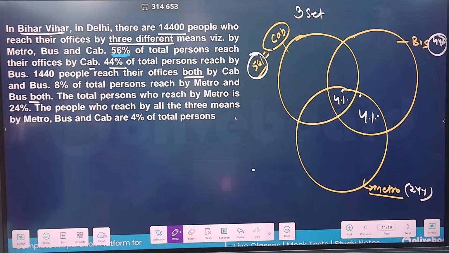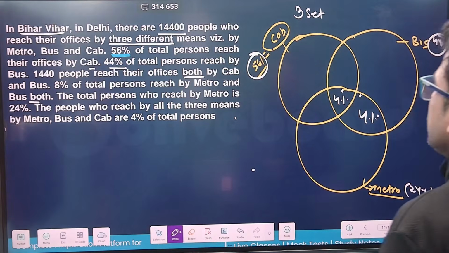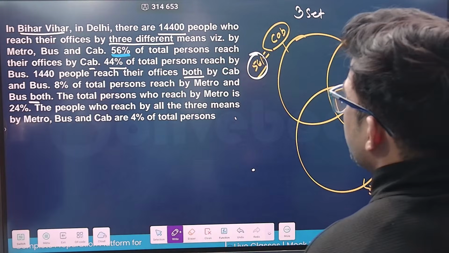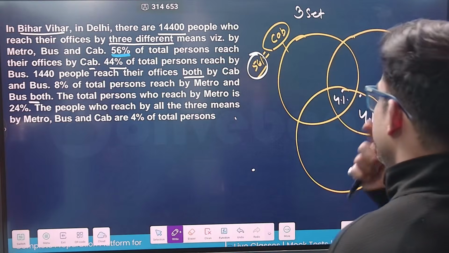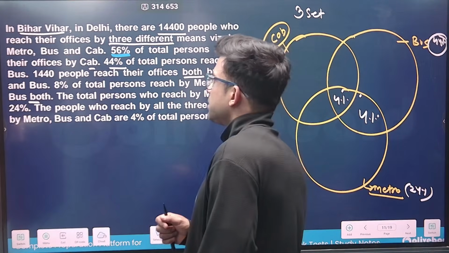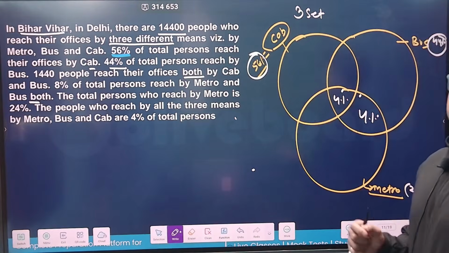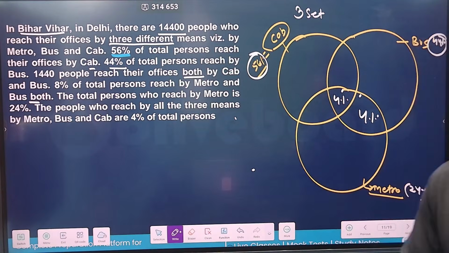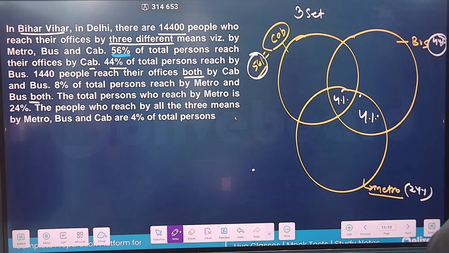I haven't done anything till now. Okay, now read again. 8% of the people, okay, 24%. Now, guys, you need to understand, 56% of the total persons reach their office by cab. This is my total sum, 56%. How can I accumulate the data?